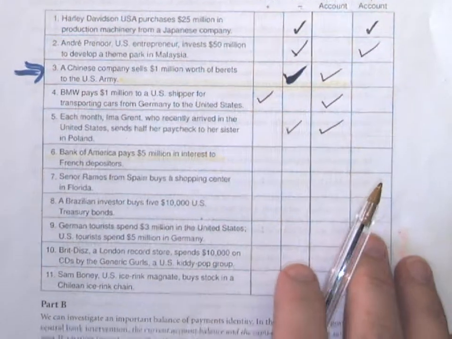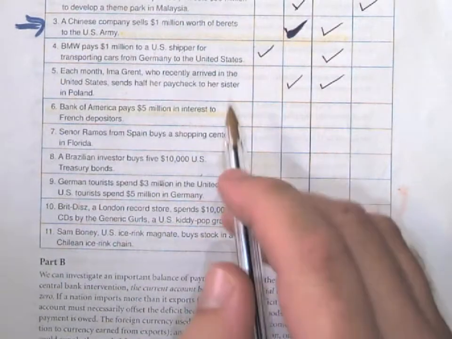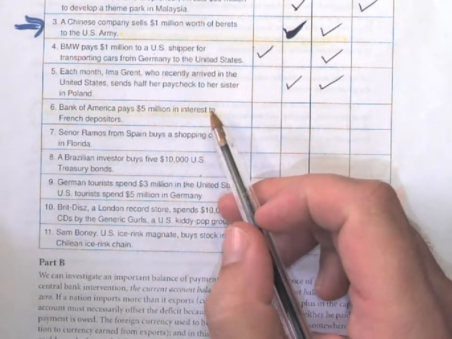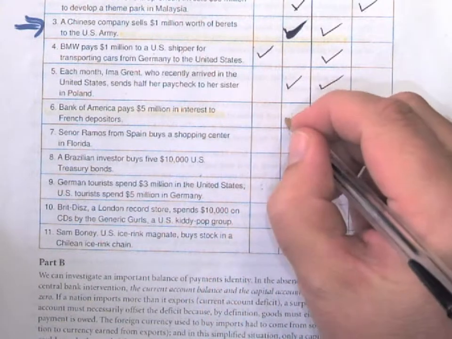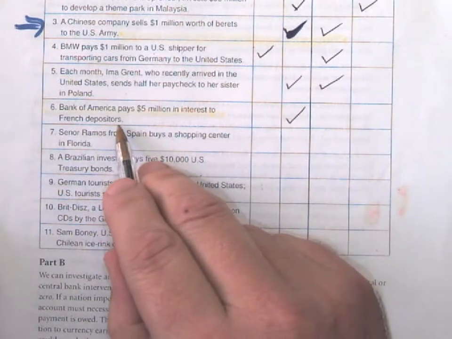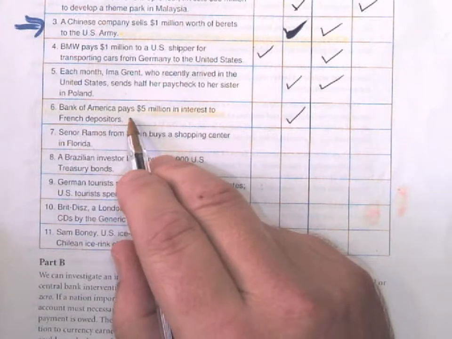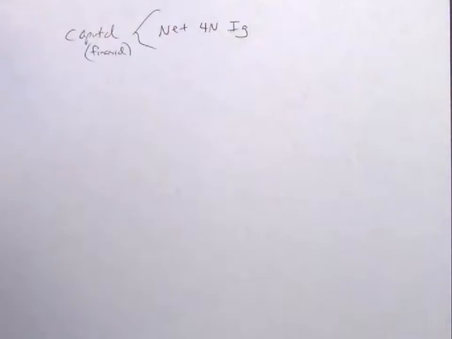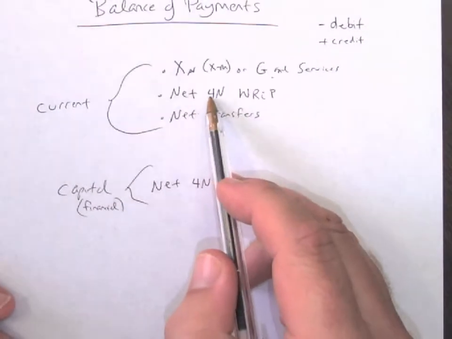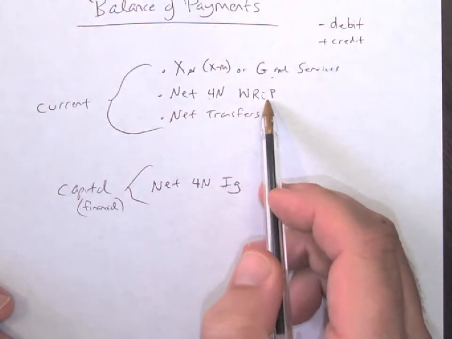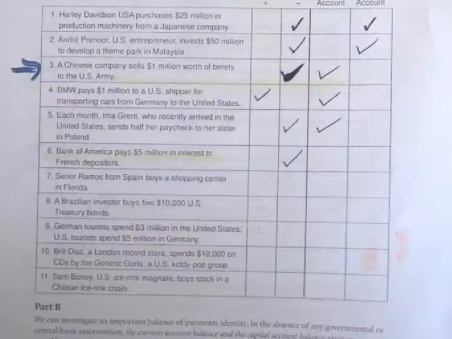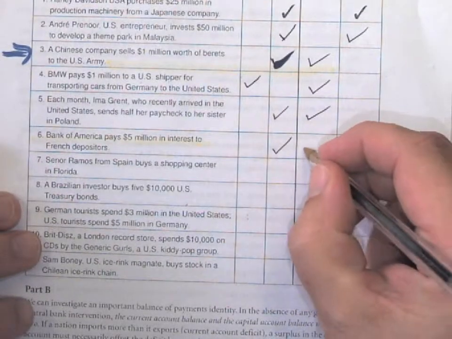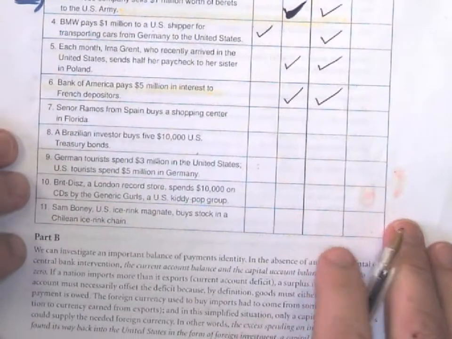We already did number 5. Number 6, Bank of America pays $5 million in interest to French depositors. Well, the money is leaving our country, so that is a debit. And depositors are earning interest, so if we go back to here, that is net foreign income. Look, interest, the nominal interest rate, the lowercase i of the current account right there. So that is interest income, so that is going to go into the current account as well.